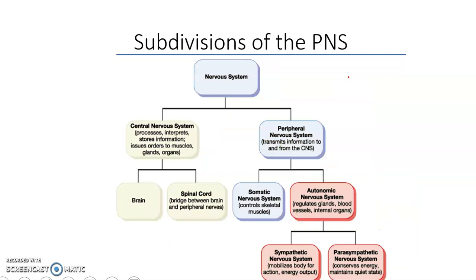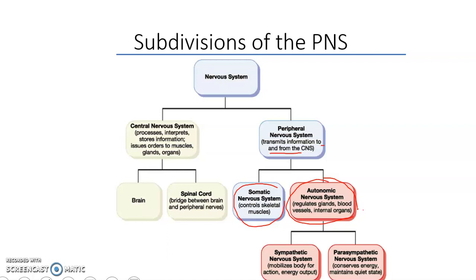The peripheral nervous system, which transmits information to and from the CNS, has two subdivisions: the somatic nervous system, which controls skeletal muscles, and the autonomic nervous system, which regulates glands, blood vessels, and internal organs. We do not have any control over the autonomic nervous system.